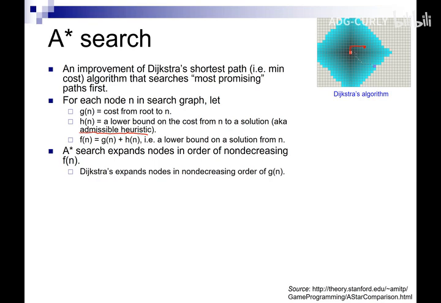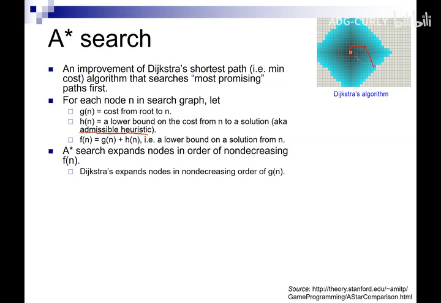Now h of n is going to be a lower bound on the cost from n to a solution. Okay, so this is our heuristic. Somehow we need to come up with a lower bound on the cost from n to a solution. For example, if we're going from this node to that node, then a lower bound on the cost would be the straight line distance from that node to the destination.